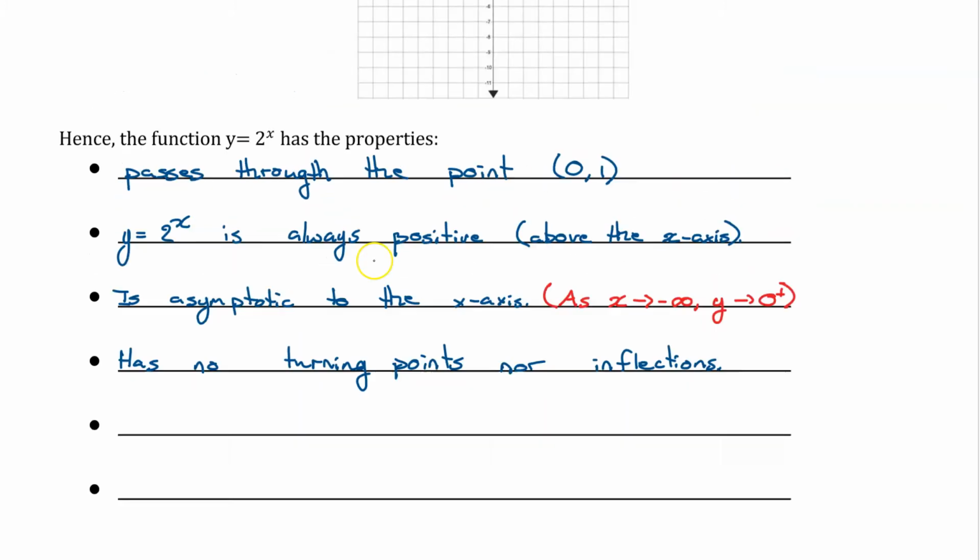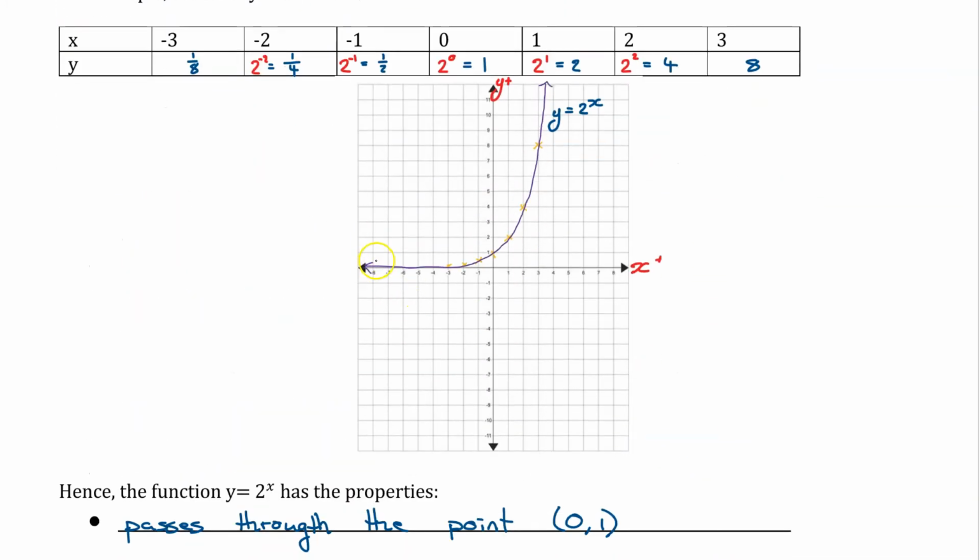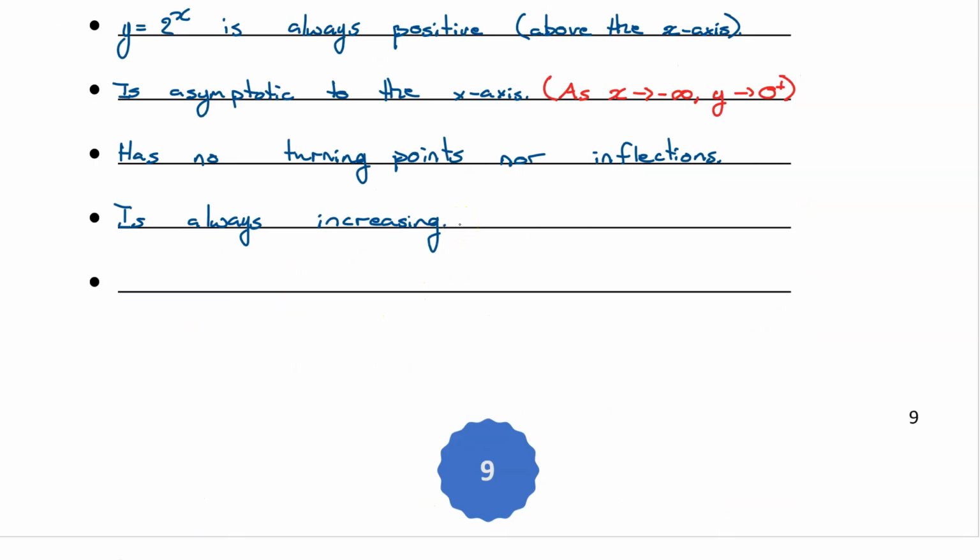Fifthly, we can see from low values of x, as x increases, so does y. So it is always increasing. And we can also say it is always concave up.